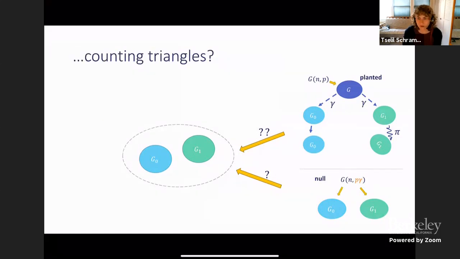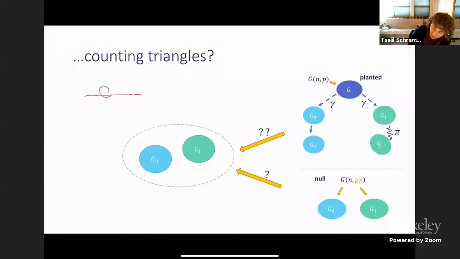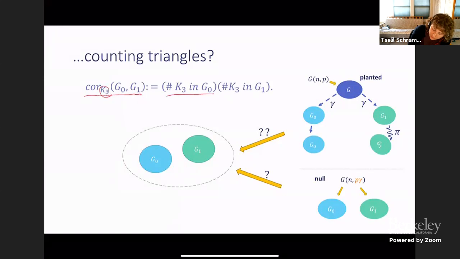So there's not so many things that you can do efficiently with graphs, right? But one thing you can do is count small subgraphs. So let's see what happens when we count small subgraphs, and let's start with the nicest subgraph, arguably the triangle. I'm going to define this polynomial, count K3 of G0, G1. It's going to be the product of the number of triangles in G0 times the number of triangles in G1.